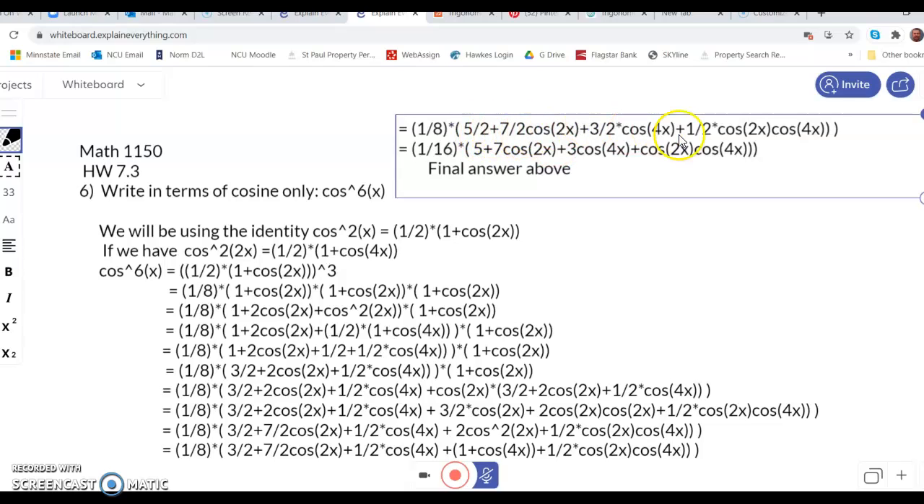But now we have a half in every single term, so we factor out the half, and we now have this as our final answer. Hopefully that makes sense. Let me know if you have any questions.